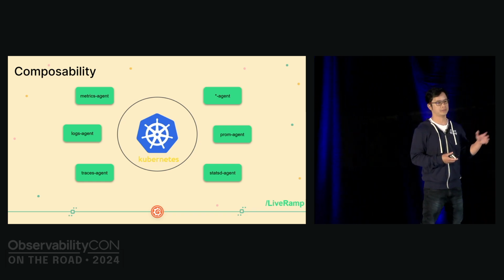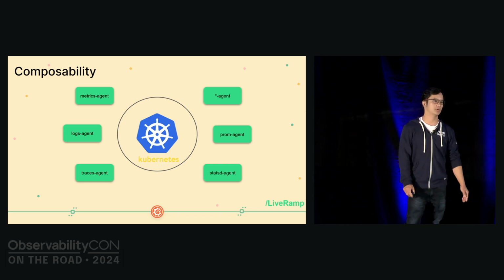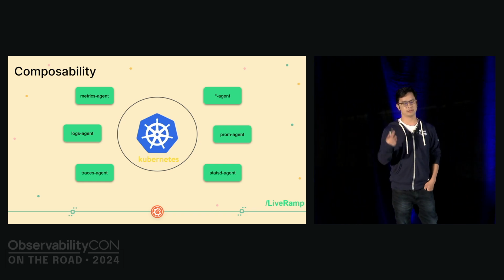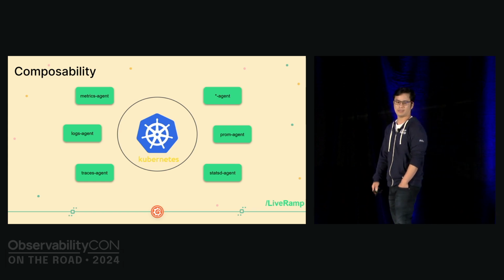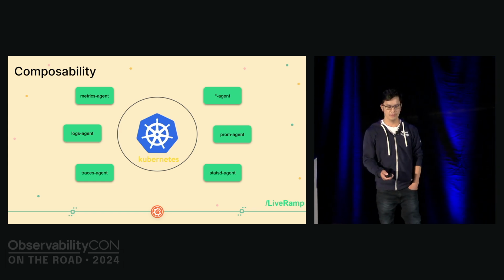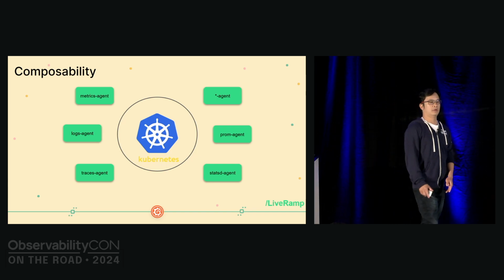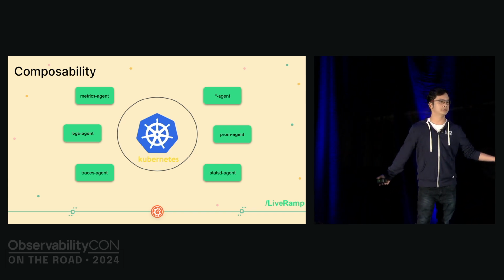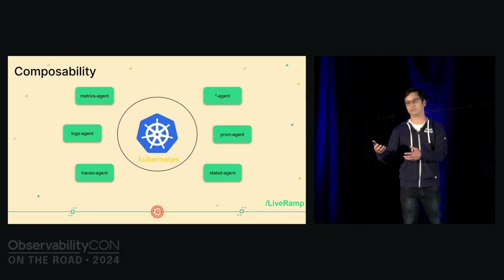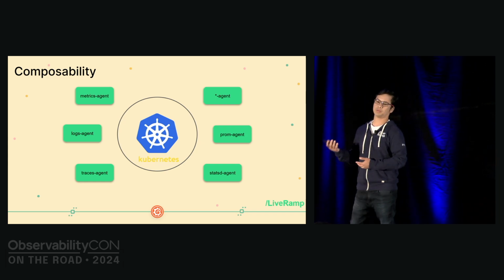Hey, I don't need metrics, I don't need logs. I just want to support my legacy application. So they just install the StatsD agent. I just want to pull from Prometheus endpoints, just install the prom agent. So some of you will probably think, Chung, why so many agents, right? Why so many agents using up too many resources?